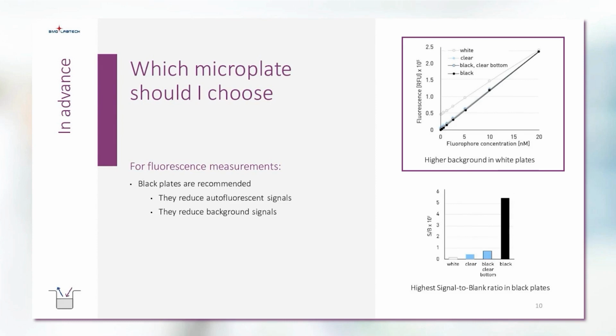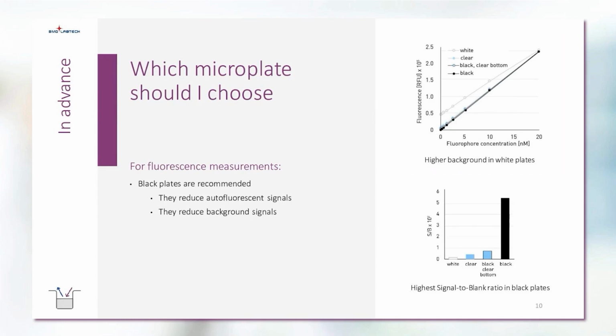Signal to blank shows the ratio of your specific signal divided by the background signal of your assay. So it gives you an idea of the dynamic window of your assay. So higher values are, of course, desirable here. Black plates lead to a maximum signal to blank ratio in this scenario, since they reduce the background, followed by black plates with clear bottom, clear plates, and white plate.